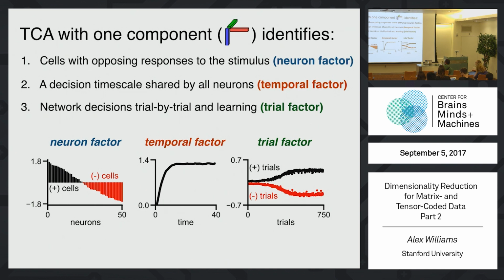But as the network learns the task, the plus trials and minus trials become separated by basically a gain term that's positive versus negative. So here, the trial factor is more or less separating the trials where the network responds that it's a plus and the network responds that it's a minus. So you get trial by trial decoding of what the network is doing. And furthermore, you get a learning time course from this. Does that make sense?